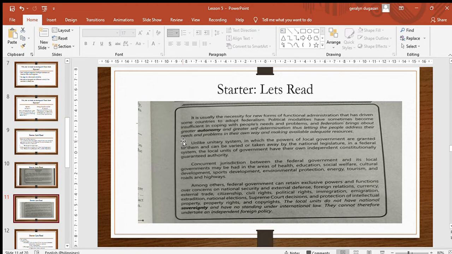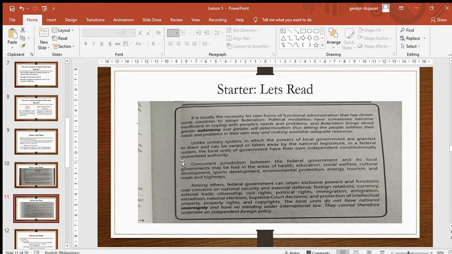Unlike a unitary system, in which the powers of local government are granted to them and can be varied or taken away by the national legislature, in a federal system, the local units of government have their own independent, constitutionally guaranteed authority.